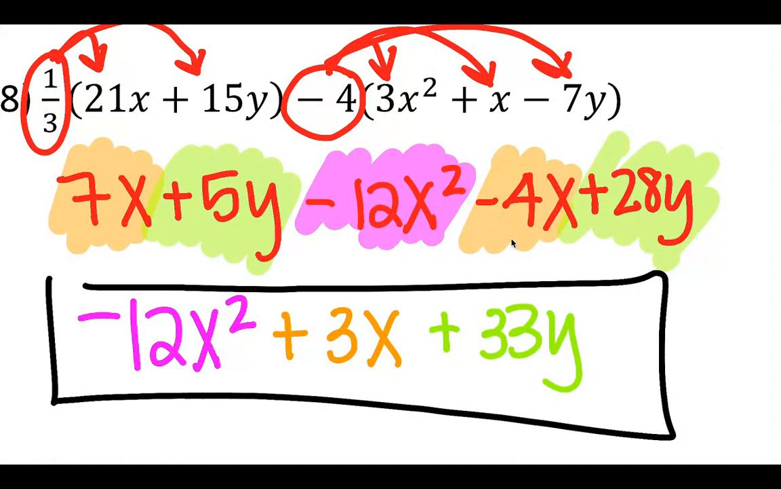So remember, we're not solving anything, we're simplifying. There's no equal sign, so I can't solve and get a number. I'm just simplifying, getting it down to the simplest version.